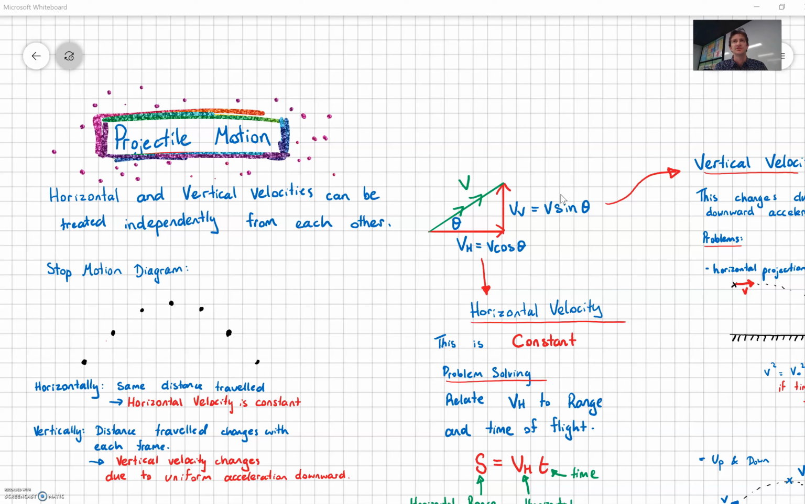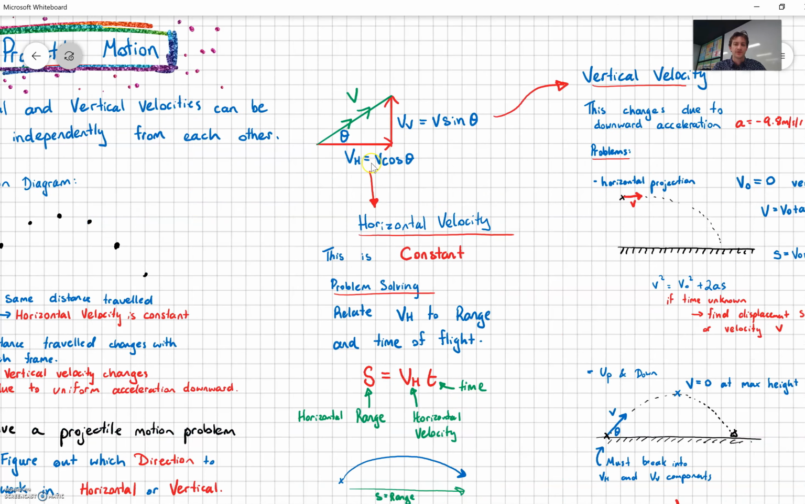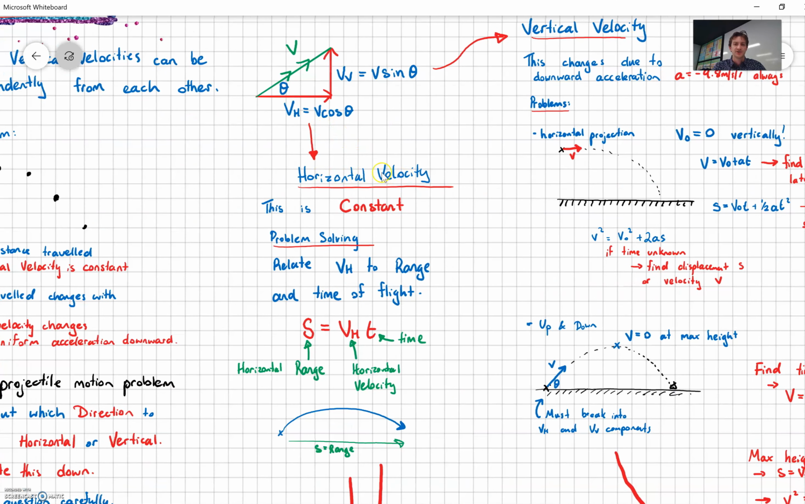We don't do it with the total velocity at any time. We never do that in projectile motion. We always break them up into components and work with the components. So just talking about those two components, we've got the horizontal velocity. You need to know this is always constant, because there is no acceleration horizontally. Gravity does not act sideways.